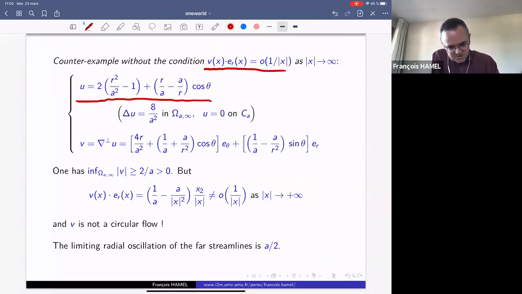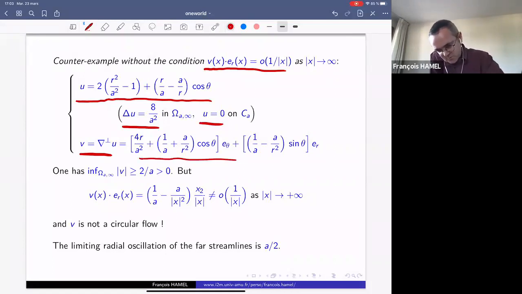So this example is cooked up in such a way that the Laplace of u is just a constant, which is 8 over a squared. And this function u is a constant on the cycle of radius a. So since we have this type of semilinear, which is actually linear here, equation for u, the flow v, which is the orthogonal gradient of u, is a solution of the Euler equations with some pressure which can be explicitly computed. And the flow v is given by this formula.